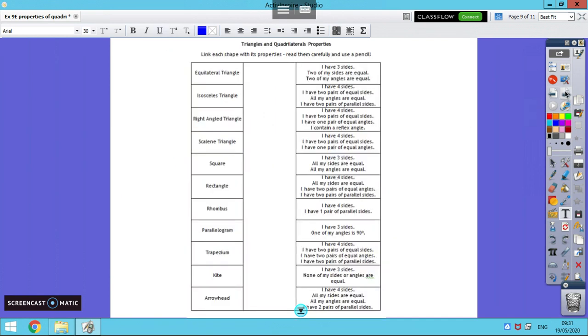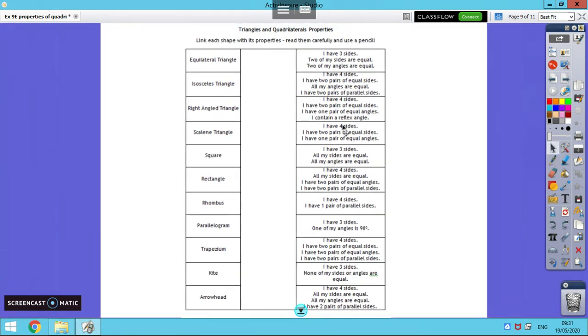So this is the work that I'd like you to do today. I'm going to make this as a spare extra sheet as well to upload onto the Google Classroom. You need to match the shape on the left to the description on the right, and it's triangles and quadrilaterals. Now the answers are on the PDF, so you can check if you get stuck with anything.